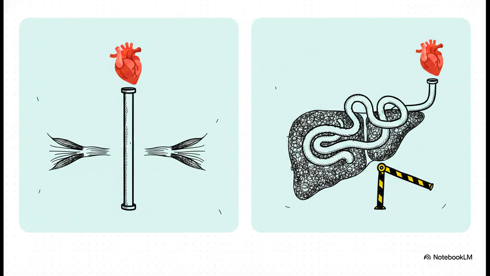All the blood from your gut, which is loaded with nutrients and potential toxins from your food, is forcibly routed into the liver for processing before it's ever allowed to join the systemic circulation. Trust me, mixing up these two systems is a fatal flaw.